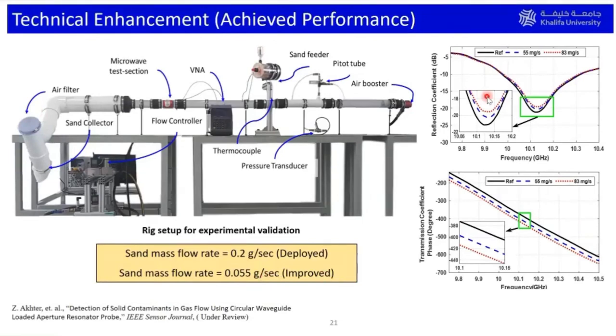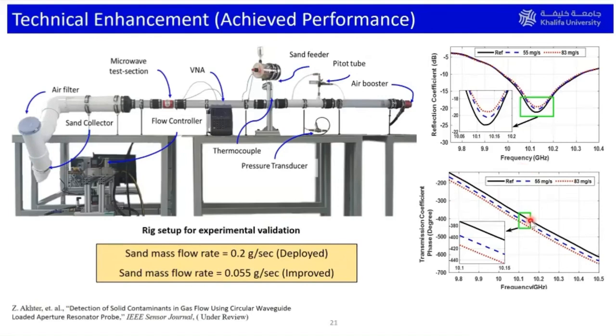Here are the results where we can clearly see this is the reference, meaning no sand is present, only air is flowing inside the media. So this is the response of the reflection coefficient. Similarly, if we have 55 milligrams, then we have another signature. There is a slight difference, and there is a slight difference in the resonance frequency as well. If we draw a line at the individual minima, then there is a shift. We can easily identify this shift in the resonance frequency. So with this setup, we have increased the sensitivity a lot.